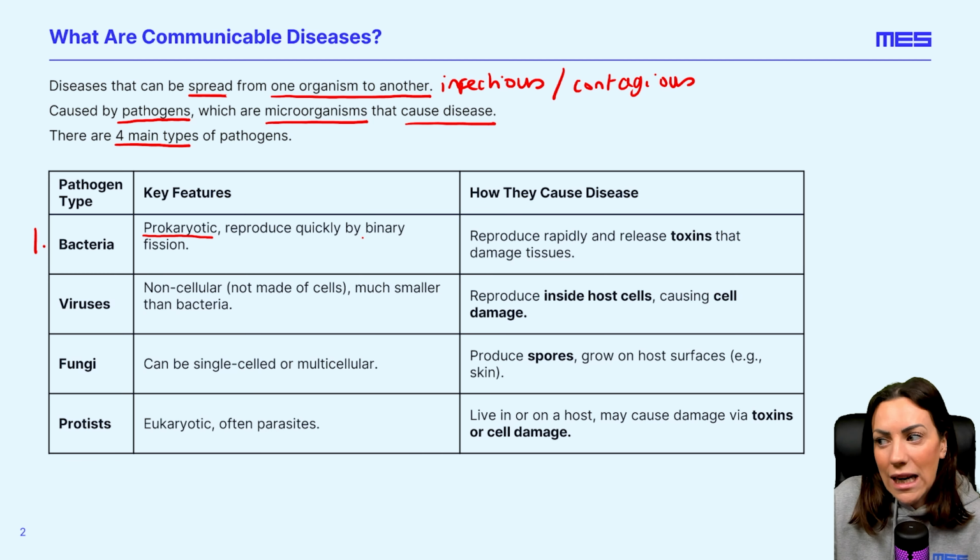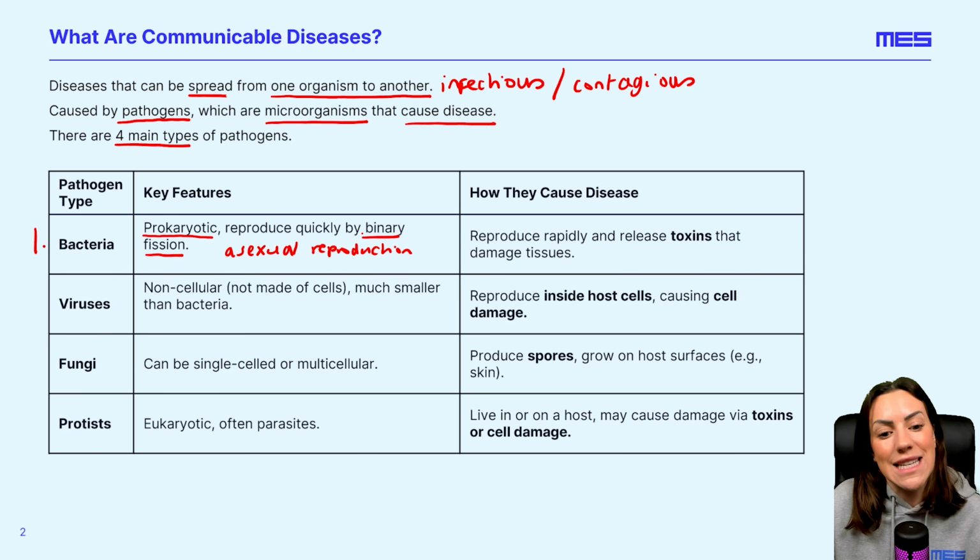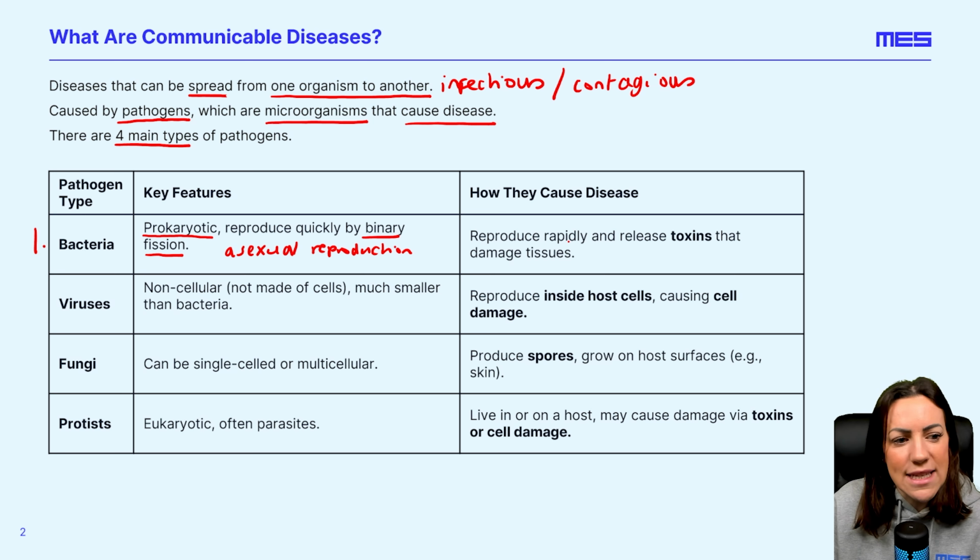They reproduce quickly using binary fission, which is a type of asexual reproduction. So when they reproduce, all of the bacteria will be genetically identical, or they will be clones. And they do that really, really quickly. It takes one bacterium about 20 minutes on average to divide and become 2. Now, how do they cause disease? Well, as I've just said, they reproduce rapidly in the body, but they release toxins or poisons that are going to damage your cells and tissues.